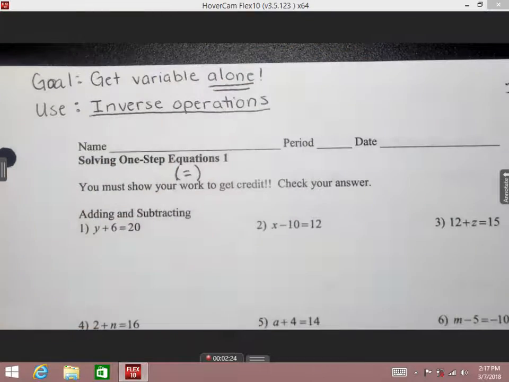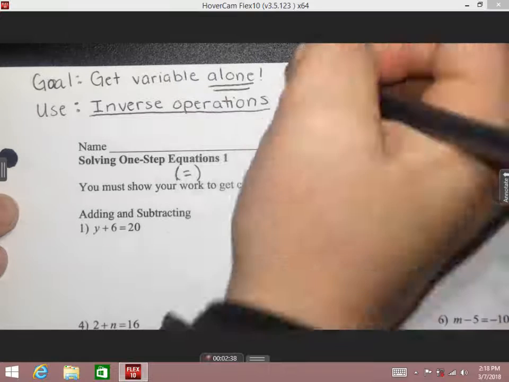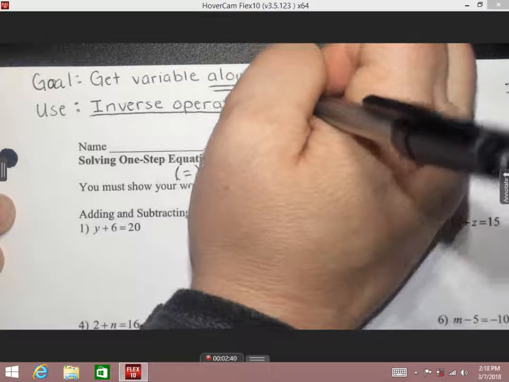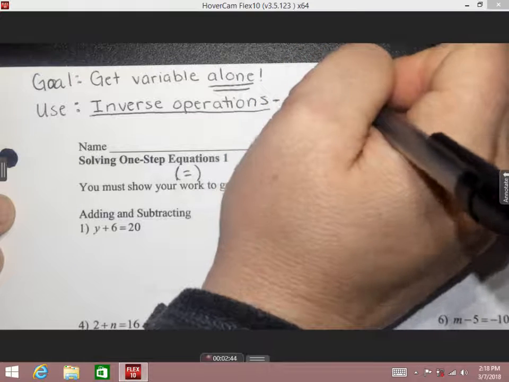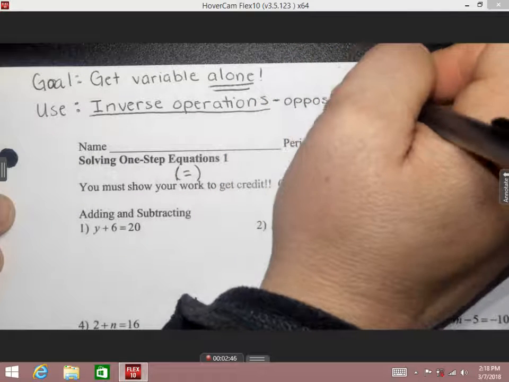That's a very important term, so we're going to underline that. We need to make sure we're writing this down at the top of that paper, please. Inverse operations, it's just a fancy sounding way of saying opposite operations.